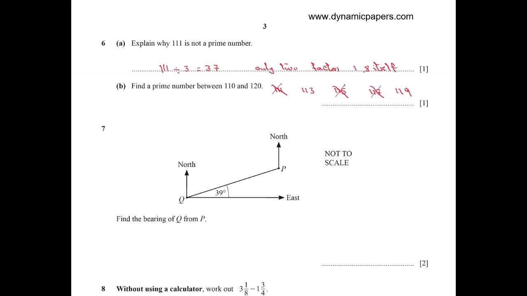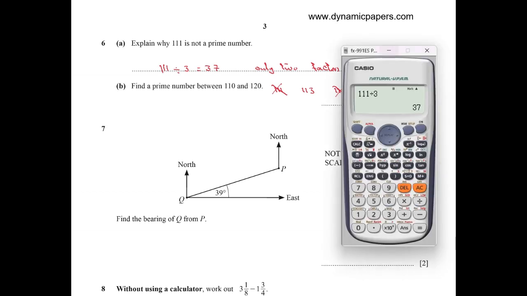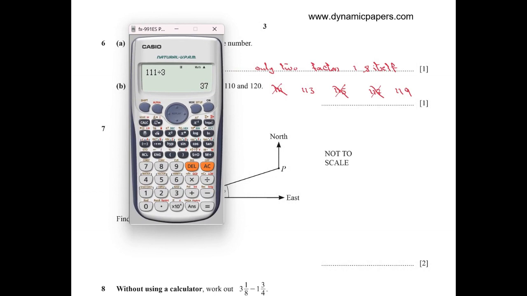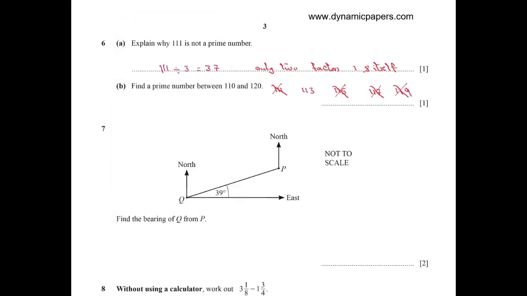Now we have to choose between 113 and 119. To know which of them is a prime number, we will have to divide by 7 as a factor. 113 is not divisible by 7. 119 divided by 7 equals 17. So 119 is not a prime number because it is divisible by 7. The only prime number between 110 and 120 is 113.